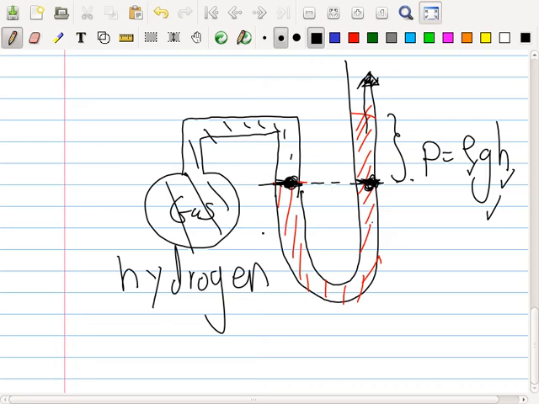But anyways, if I knew the density, I could find the height and then I could know the pressure, so I know the pressure here. The pressure here is the same as the pressure here, so I know the pressure that the gas is at. It's another way to do it. Another thing you can use it for.